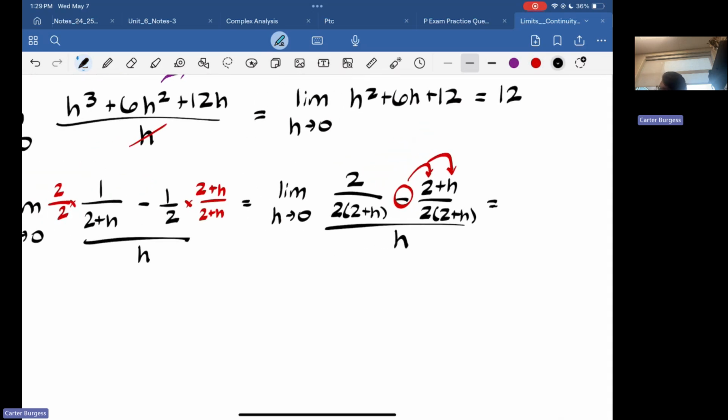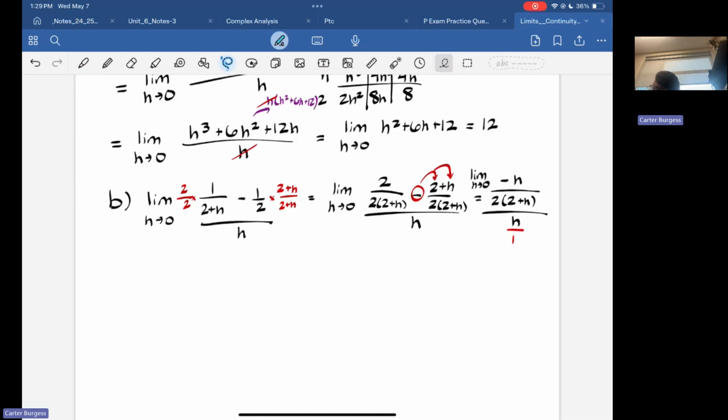This is going to be, so 2 minus, in parentheses, 2 plus h is negative h over 2 times 2 plus h divided by h. I'm going to go ahead, just to make this next step a little bit nicer, a little bit cleaner, and write it as h over 1. And of course, we're taking the limit as h approaches 0 of that expression. In fact, maybe what I should do is maneuver this.